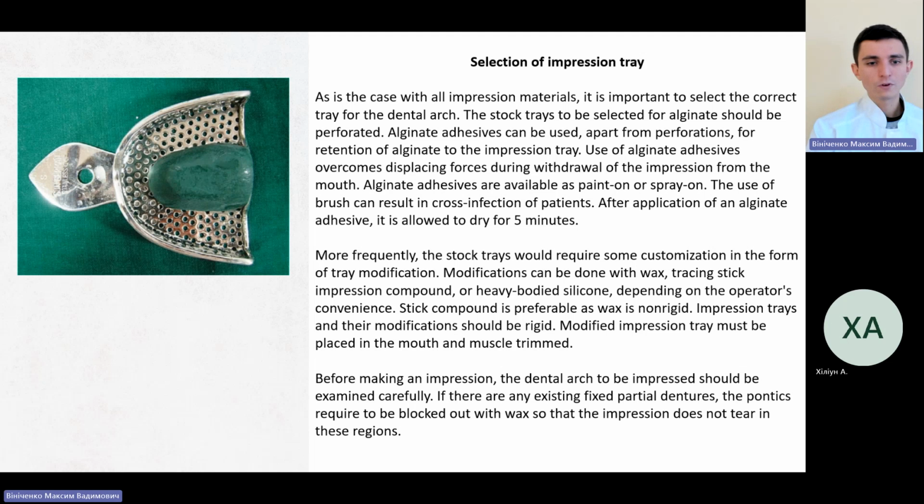Stick compound is preferable as wax is non-rigid. Impression trays and their modifications should be rigid. Modified impression tray must be placed in the mouth and muscle trimmed. Before making an impression, the dental arch to be impressed should be examined carefully. If there are any existing fixed partial dentures, the pontics require to be blocked out with wax so that the impression does not tear in these regions.